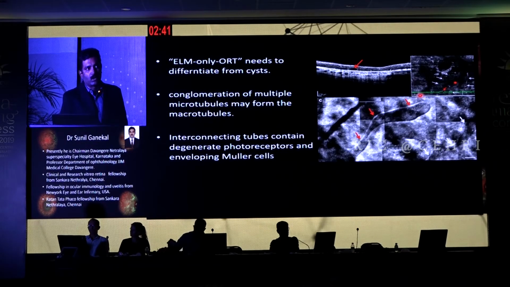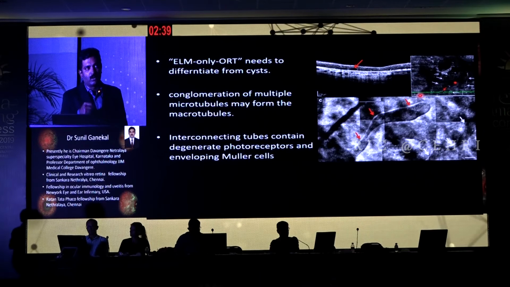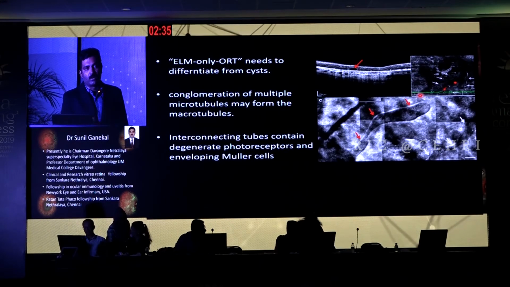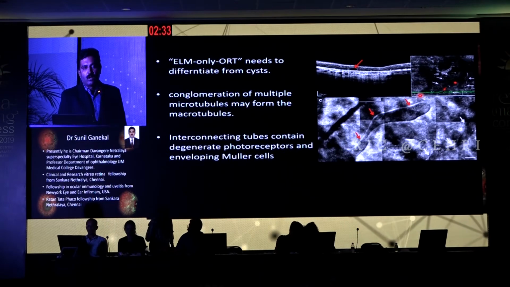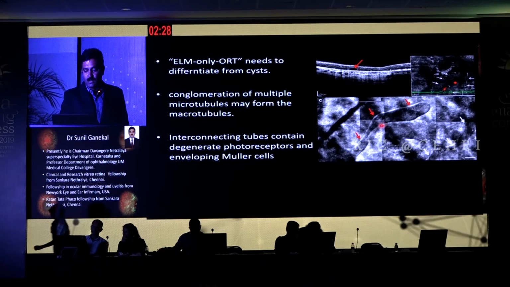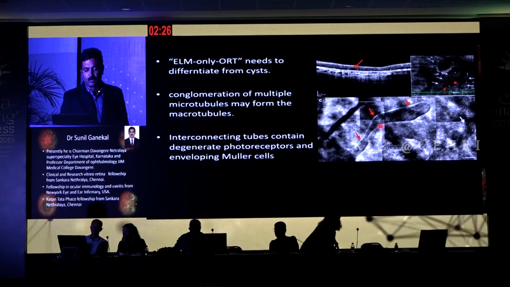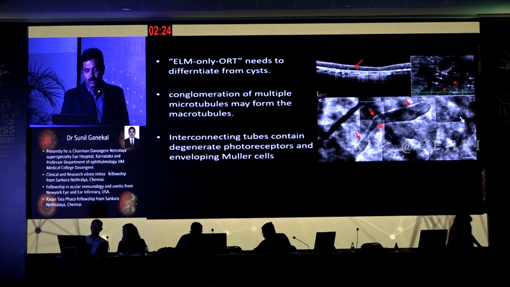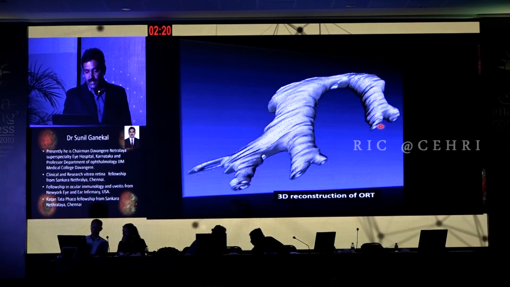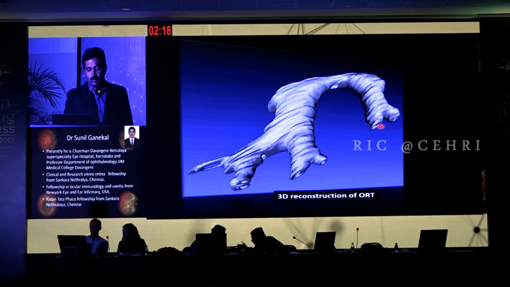Sometimes the photoreceptors may completely degenerate and you can see only the ELM as a hyperreflective band. In those cases, it may become difficult to differentiate it from a cyst. A conglomerate of multiple microtubules can sometimes appear, and they sometimes transform themselves into macrotubules also. The interconnecting tubes contain degenerated photoreceptors and enveloping Muller cells. You can have 3D constructions of the ORT also with the new imaging techniques.